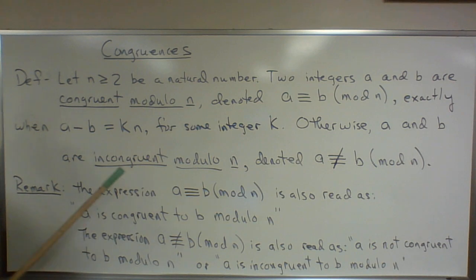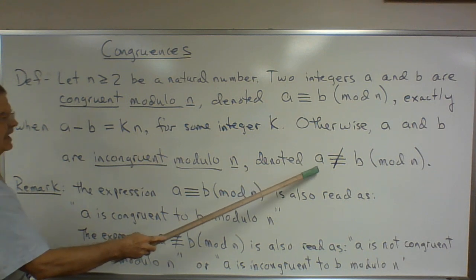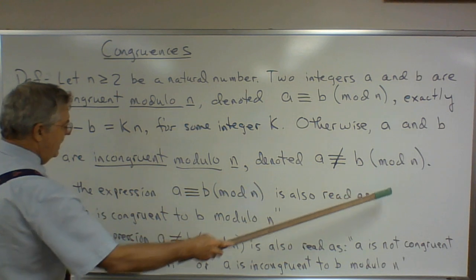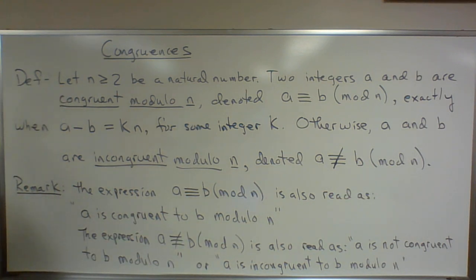Otherwise, a and b are incongruent modulo n. And we denote it this way. A is not congruent to b modulo n.